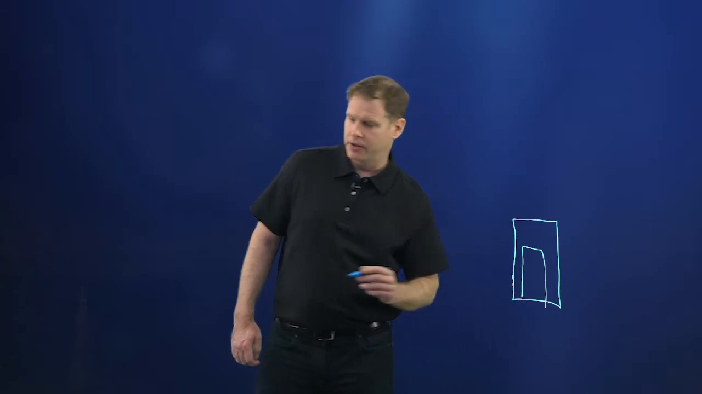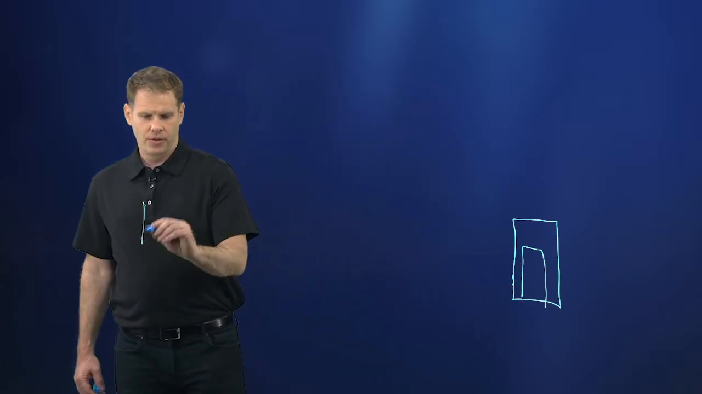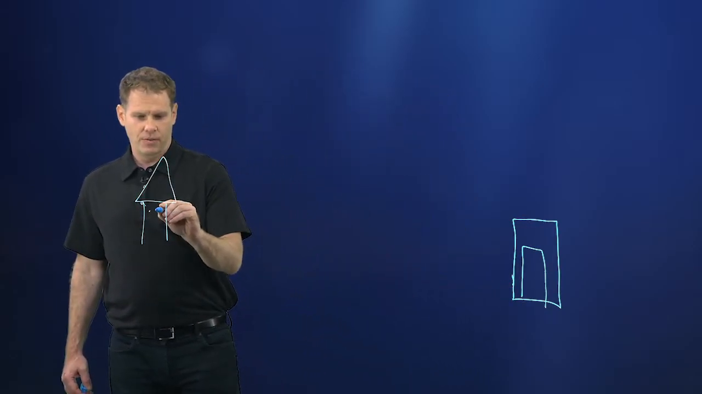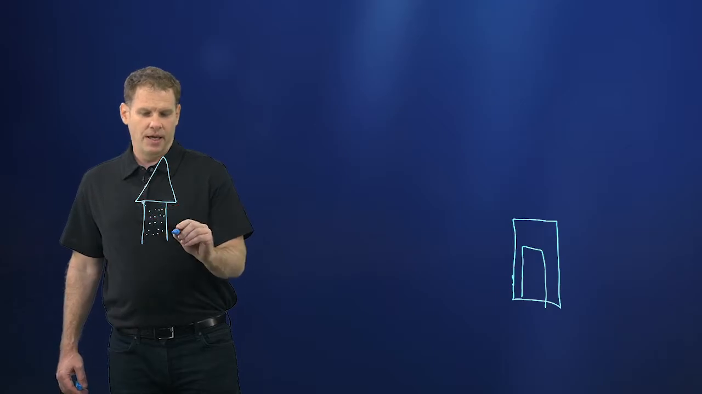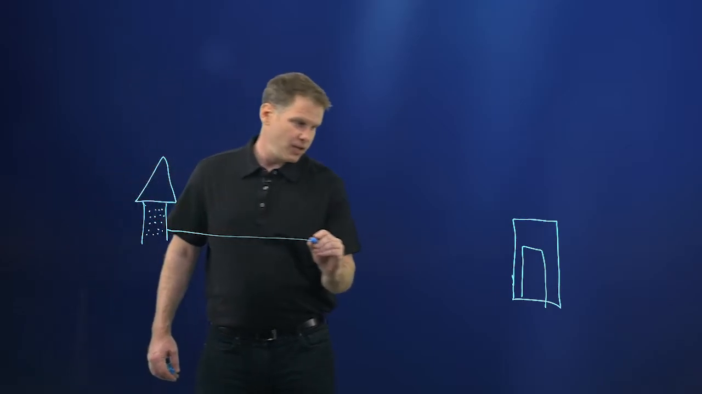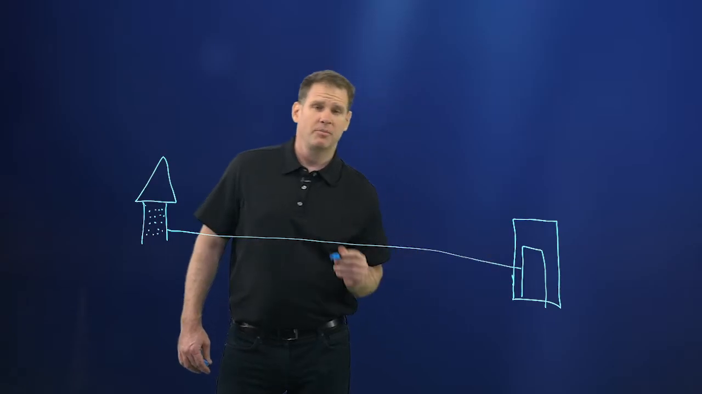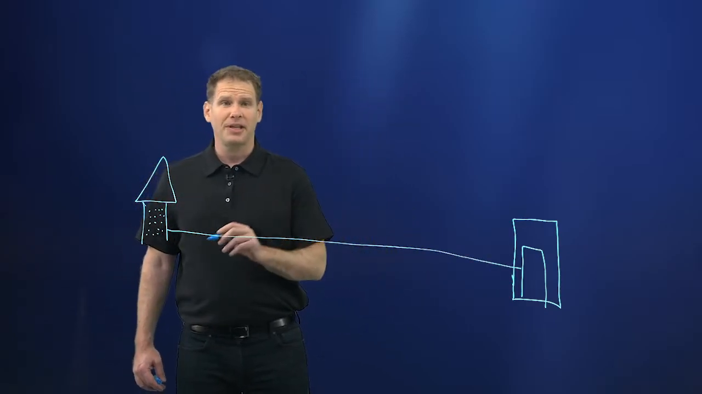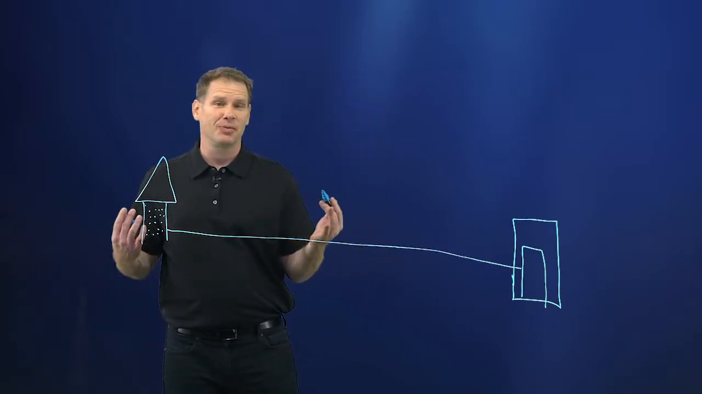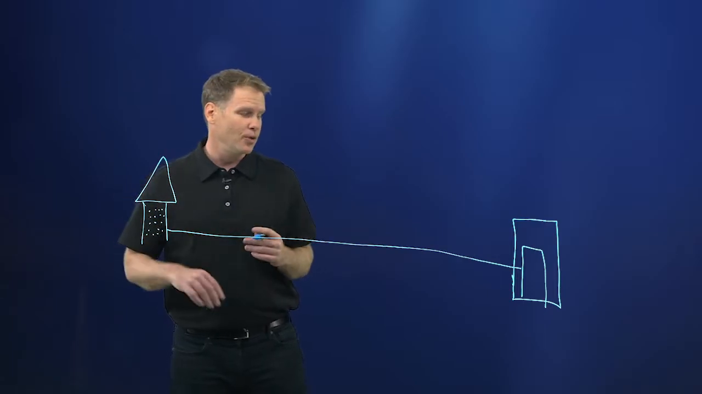So here you have a data center with a server. Here you have a business with a lot of employees in it. And you have a network. Could be a T1, it could be a T3, it could be MPLS, it could be SD-WAN, it could be any of a number of different networks.